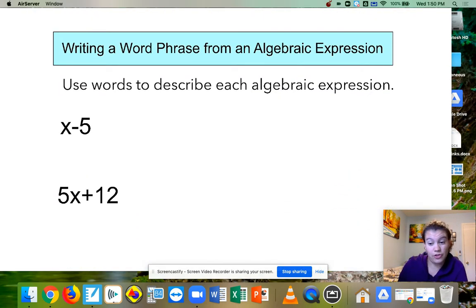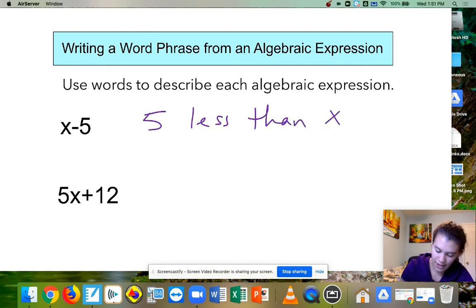So now we're going to go the other direction. We want to explain this with words. So we have x minus 5. If you think back to the beginning, we could use less than, we could use minus, we could use take away, you could use difference. There's lots of ways you could say this. Probably the easiest is we'll say 5 less than x. You could say x take away 5, or x minus 5, or the difference of x and 5, or 5 less than x. So lots of different ways to say it.